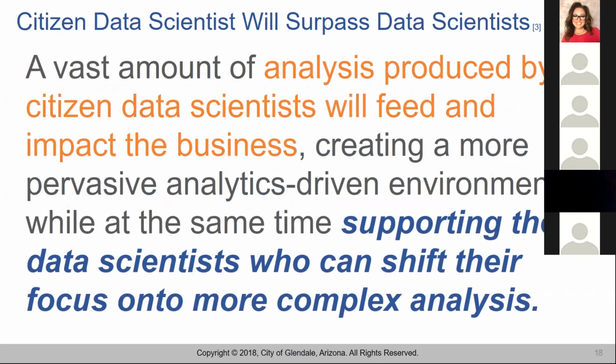And a vast amount of the analysis produced by citizen data scientists will feed and impact the business, which will give us a more pervasive analytics-driven environment. And this is the key part, and this is where some people get a little touchy: they will support or supplement or complement the data scientists, who can then shift their focus onto handling the more complex problems that require those more advanced skills.